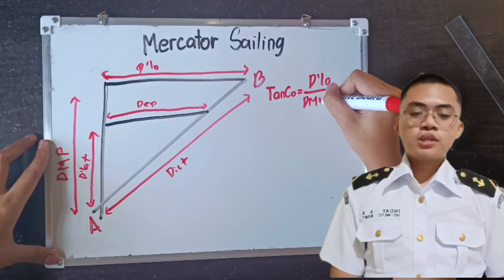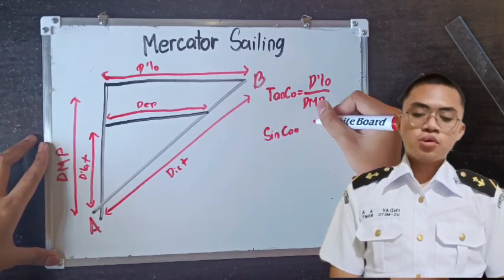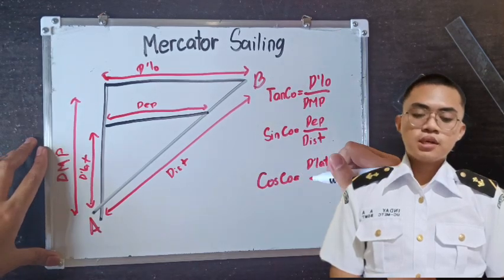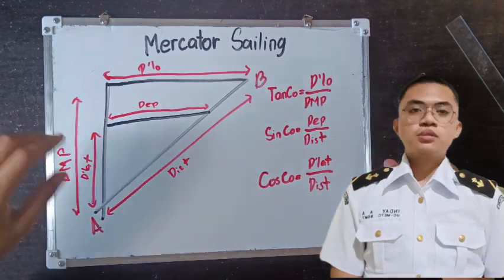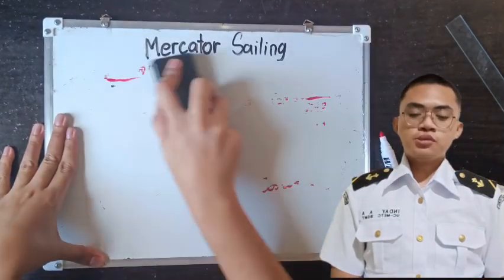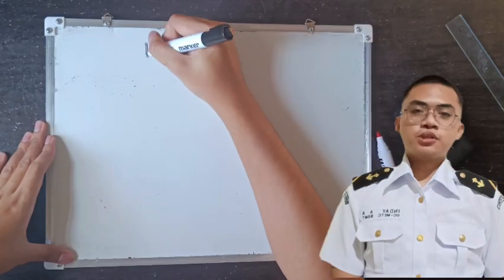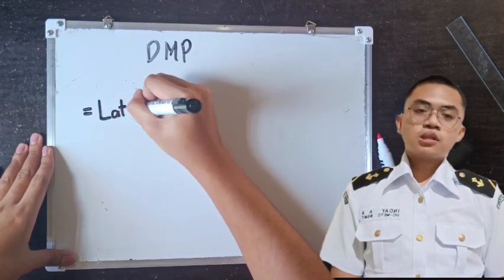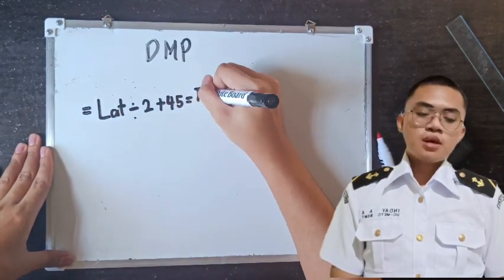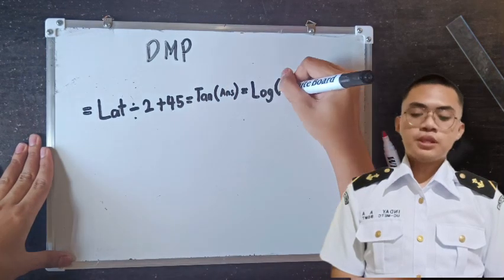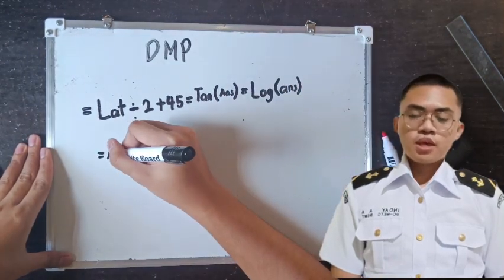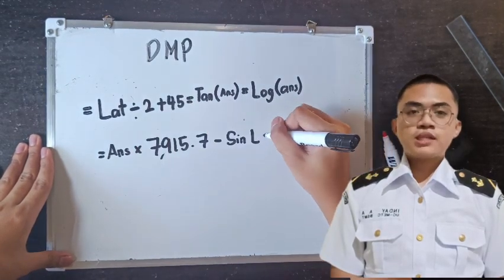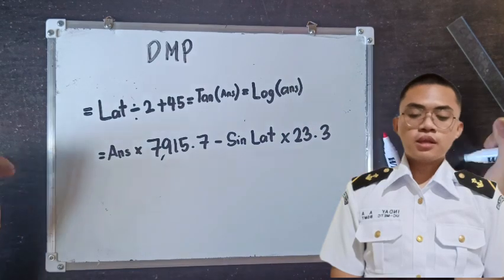From this triangle, we can derive these formulas. Tangent course is equal to d-long over DMP. Cosine course is equal to d-lat over distance. Sine course is equal to departure over distance. To get the meridional parts of the latitudes, we must use a scientific calculator. The formula is tangent log of latitude divided by 2 plus 45, times 7,915.7, minus sine latitude times 23.3. Now, if the latitudes are in the same hemisphere, we must subtract, and if not, we must add, so that we can get the DMP.